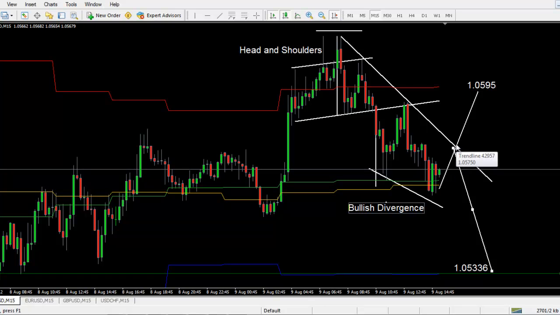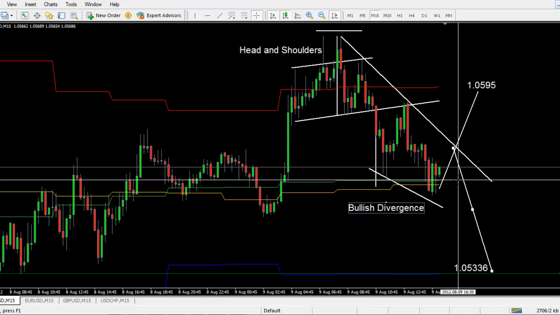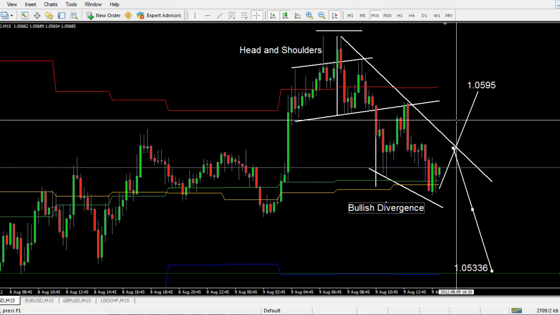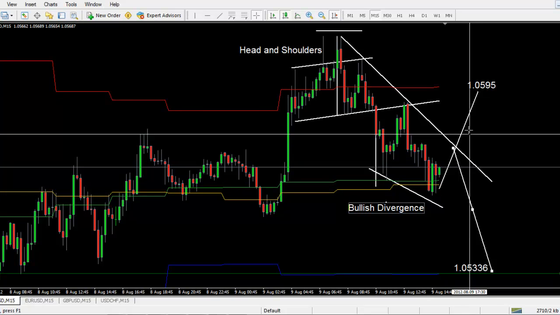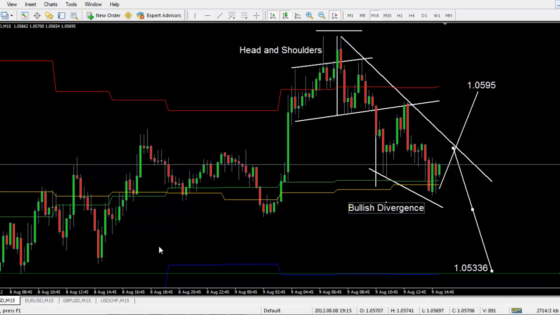If not, if we get a break of this trend line, we could see price bouncing between these 2 points, right here where price is now, 105.64 and 105.95. So we can see a bounce between these 2 points potentially today. So that's what I'm looking at on the Aussie dollar.